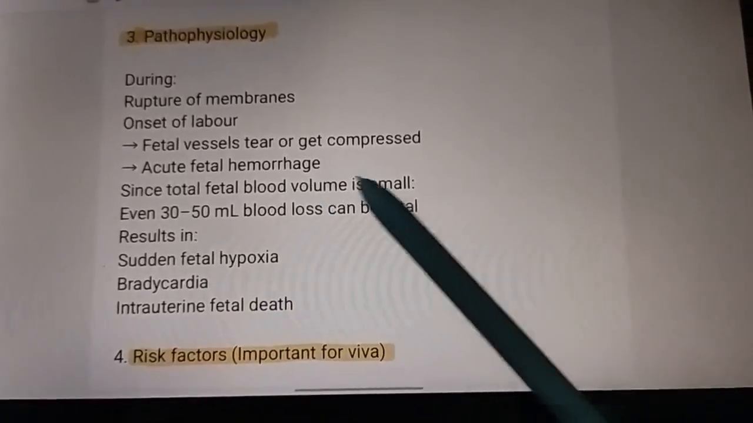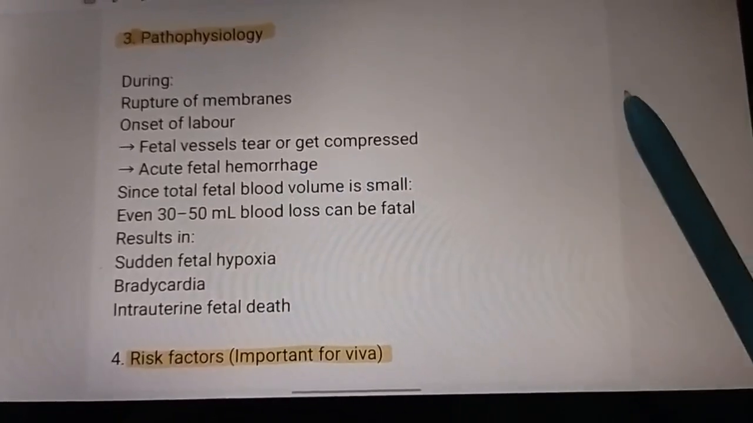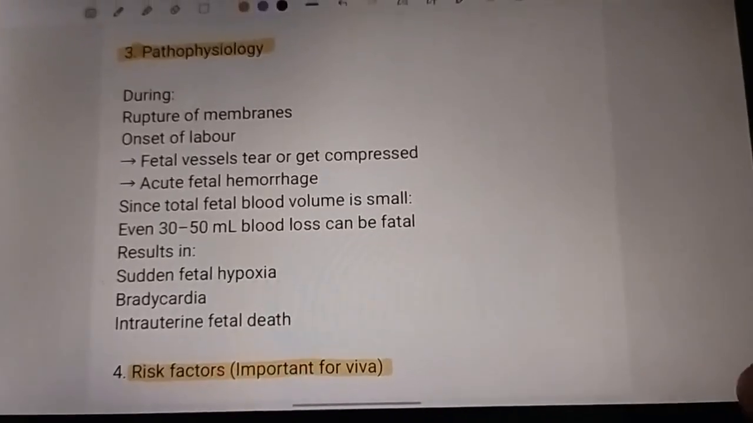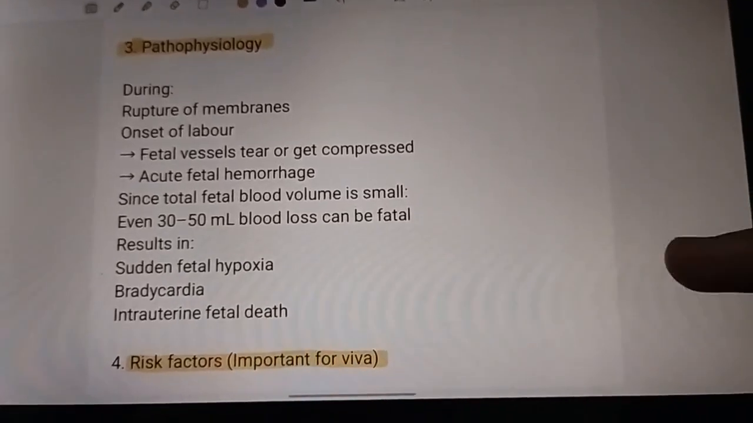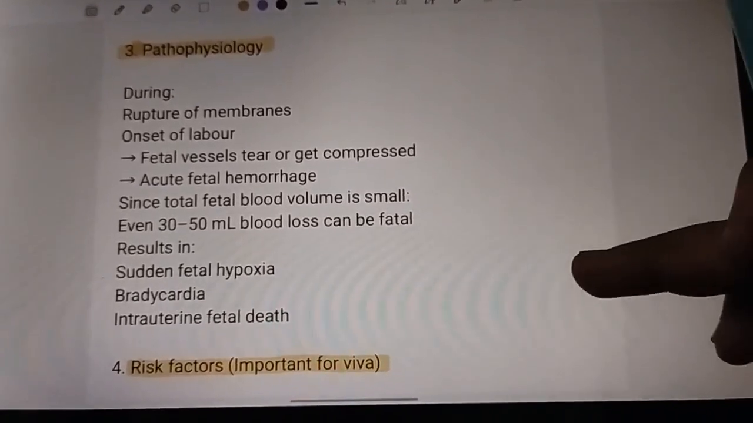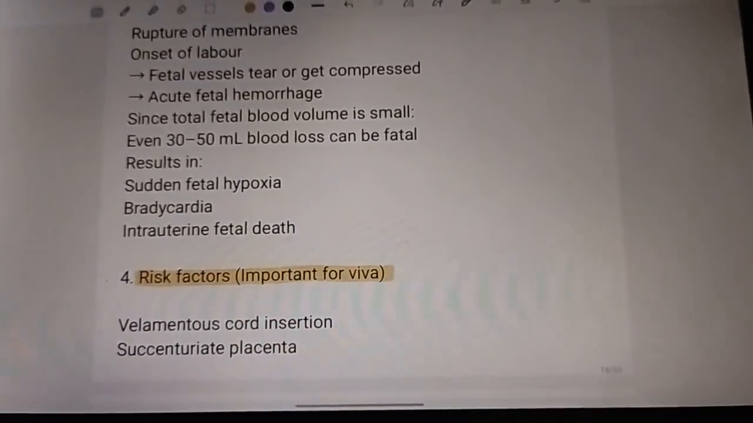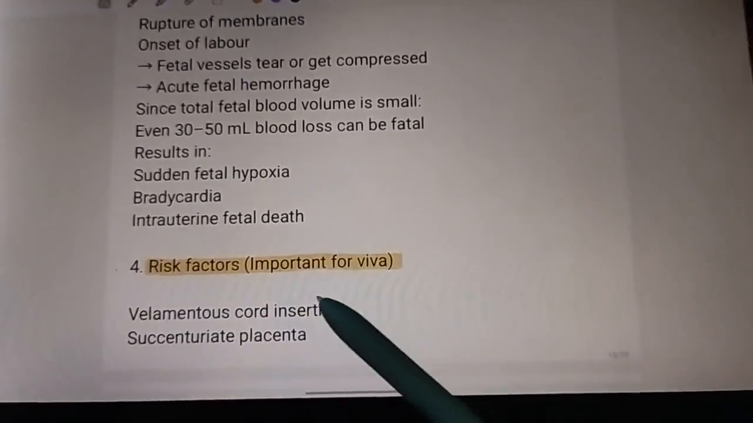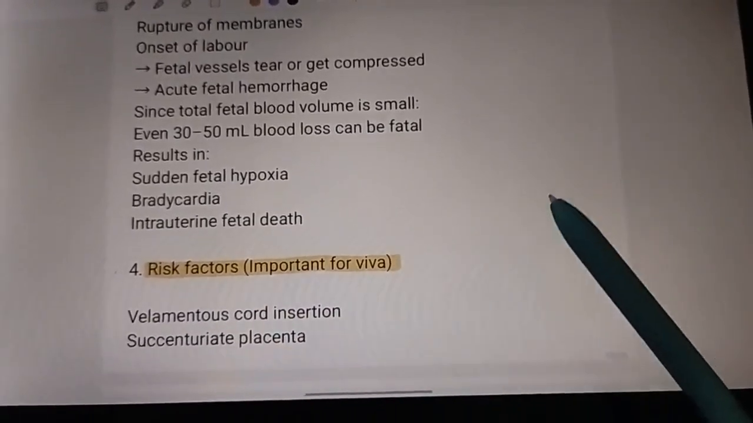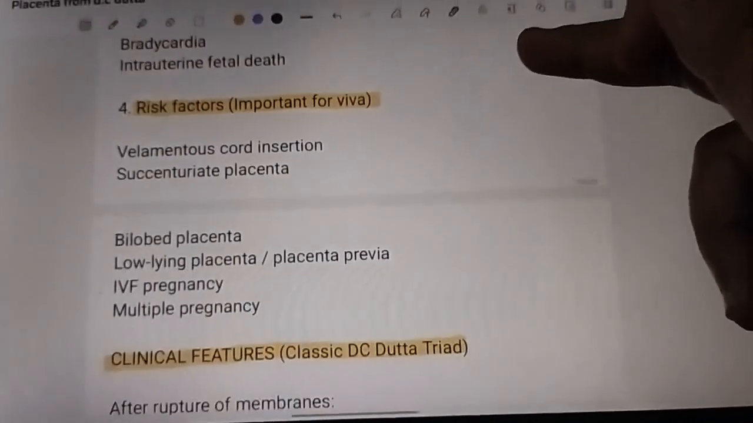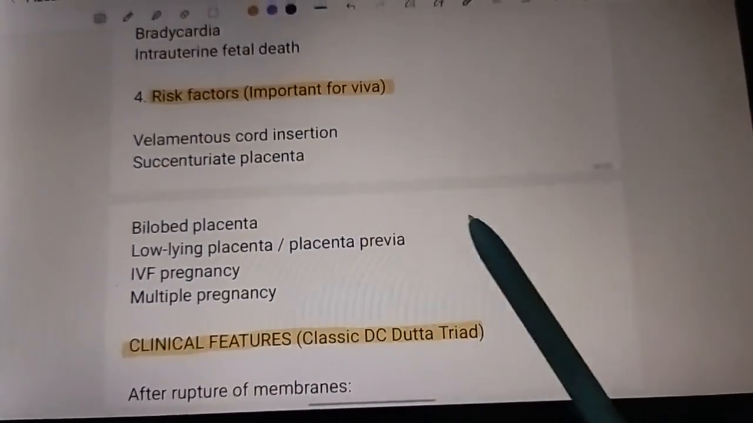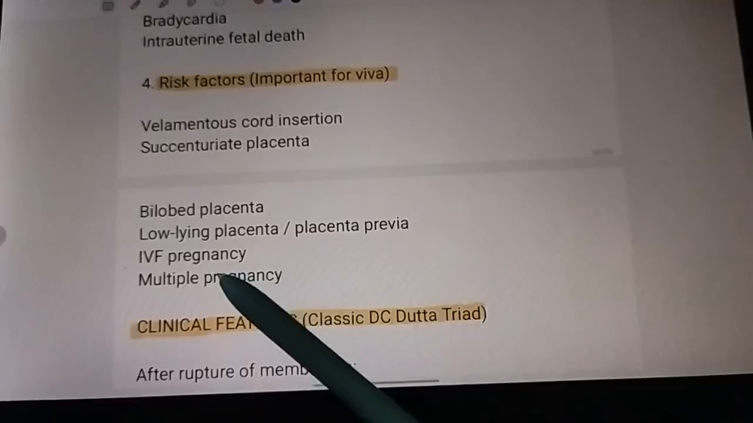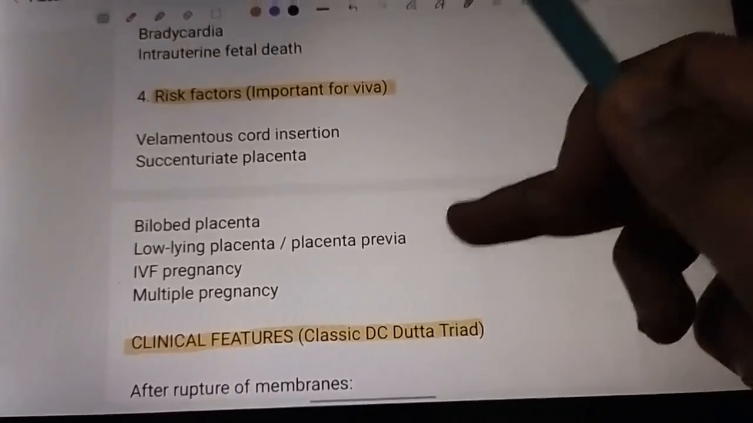If the membrane ruptures, then fetal vessels tear, causing acute fetal hemorrhage, and since total fetal blood volume is small, even 30 to 50 mL blood loss can be fatal. It results in fetal hypoxia, bradycardia, and it can cause intrauterine fetal death. Then risk factors: velamentous cord insertion, succenturiate placenta, bilobed placenta, low-lying placenta, IVF, and multiple pregnancies.